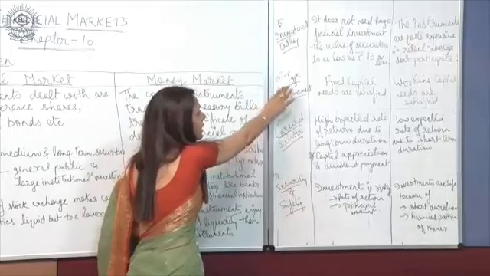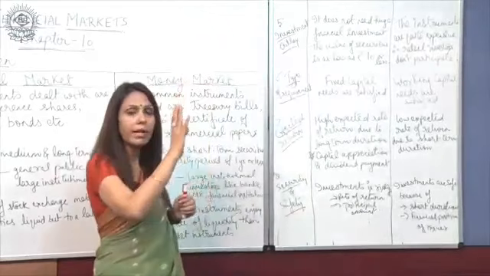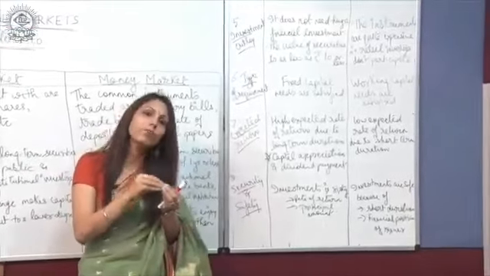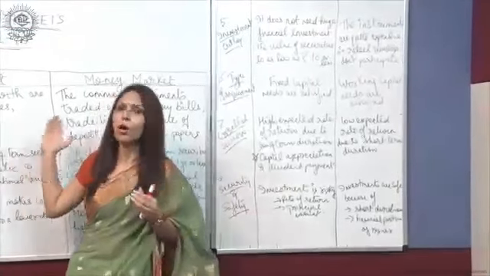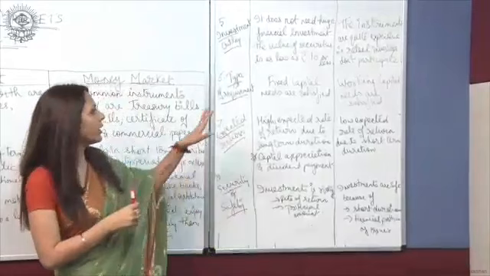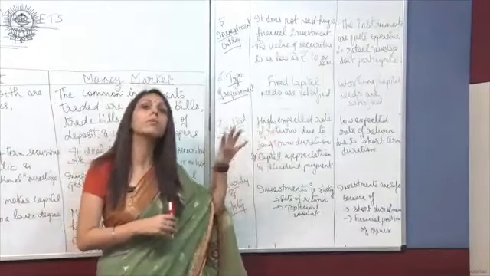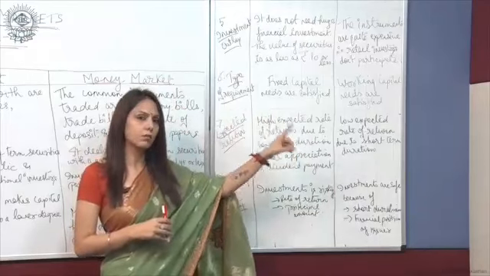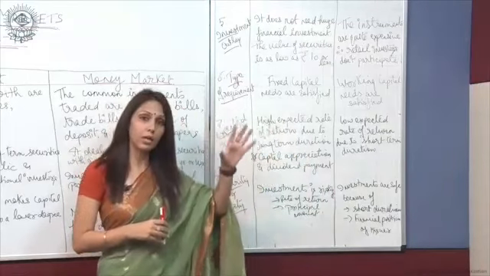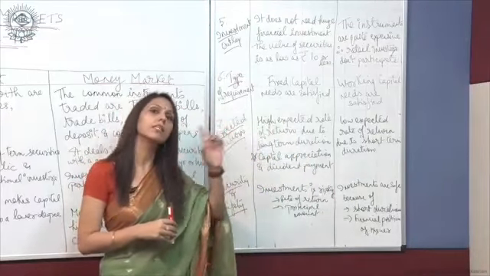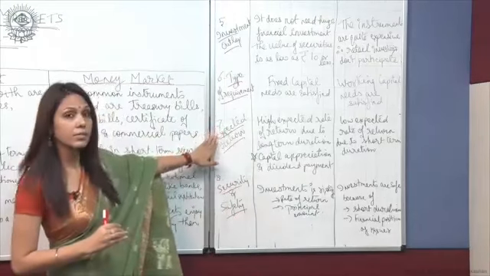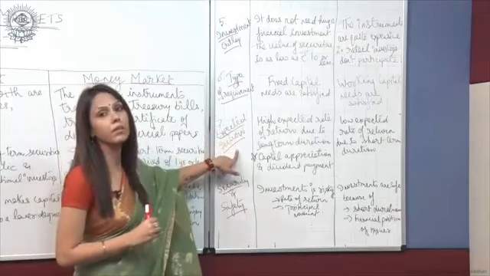The sixth point is the type of requirement. That means what type of requirement or need is satisfied in the money market or the capital market. In the capital market, fixed capital requirements or needs are satisfied, whereas in the money market, working capital requirements or needs are met. The seventh point is expected return.